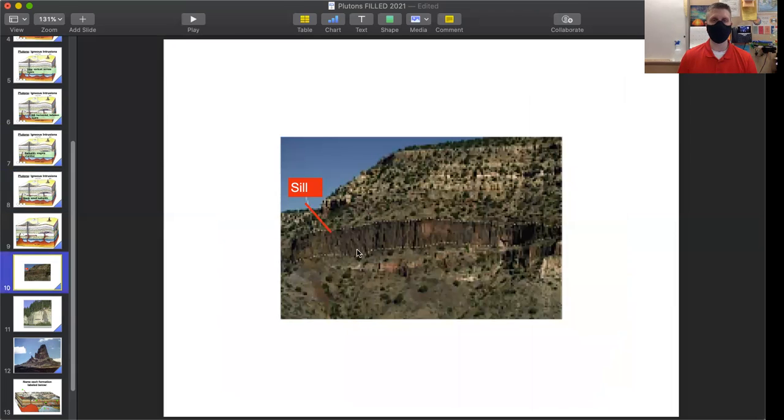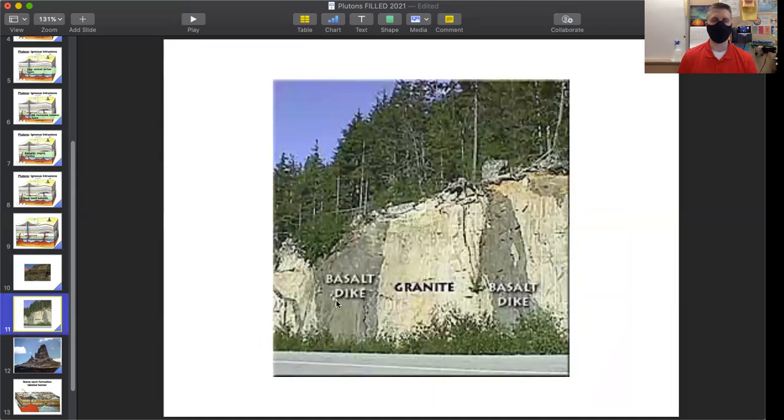Here's an example of a sill, kind of in the real world. What appears to be sedimentary rock, and then you have this layer of igneous rock that's kind of been put in there. Here you have an example of a dike. So the granite was pre-existing, and there's some sort of a break or a crack or fissure within that granite that the basaltic magma could flow into and then cool and harden to form basalt.